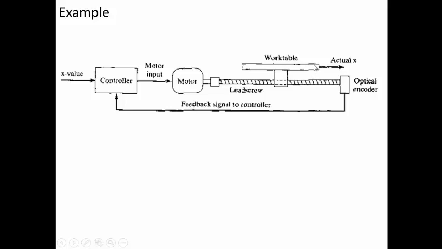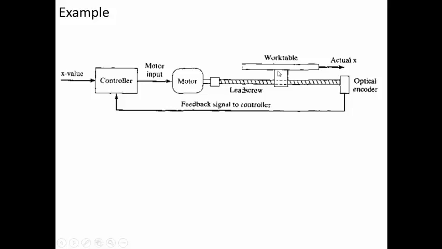Now when it knows the distance traveled by the work table, you know how much distance has to be traveled and how much distance has been traveled. If that requirement is met, the motor will stop. If the requirement is not met, the motor will continue to rotate. This is an example of a closed loop system because we are actually measuring the output and giving it back to the controller to ensure that the output is as per the requirement.